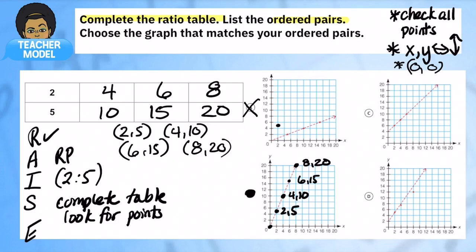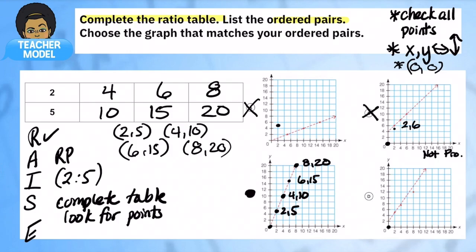I'm going into C, and automatically I notice it's not starting at 0, 0. So it's definitely not proportional. But let's look at the points. So 2, here's 5. It's close. This is one that they try to really trick you with, because this point is actually 2, 6. So no. All right, let's go to D.